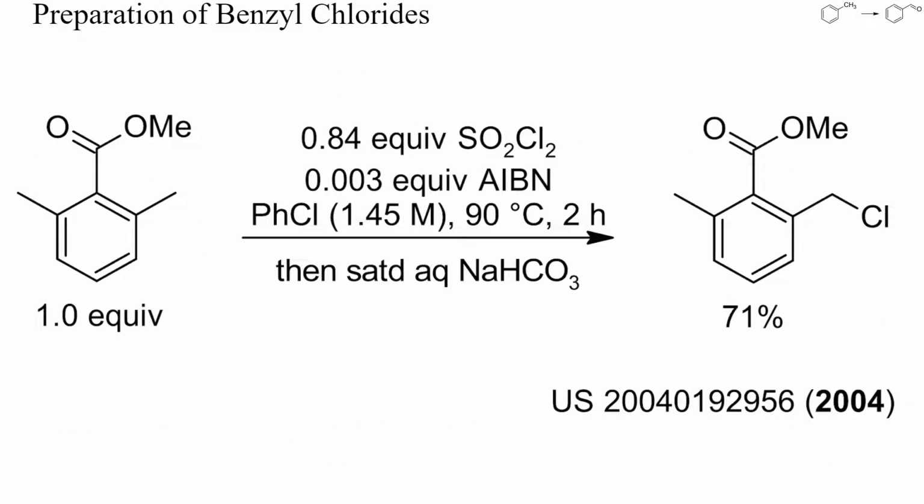I'll show you now some examples of benzylic halogenations and oxidation of the resulting benzylic halides. Sulfuryl chloride is an inexpensive electrophilic chlorinating reagent that can be used as an alternative to elemental chlorine for radical chlorinations, as shown here. The radical starter was AIBN and the solvent chlorobenzene.